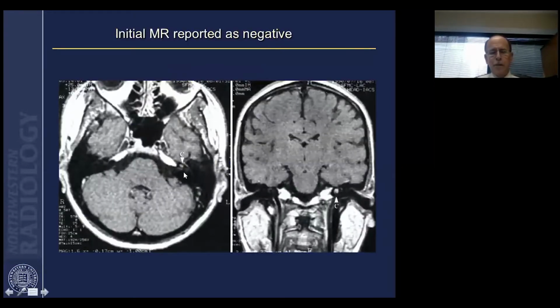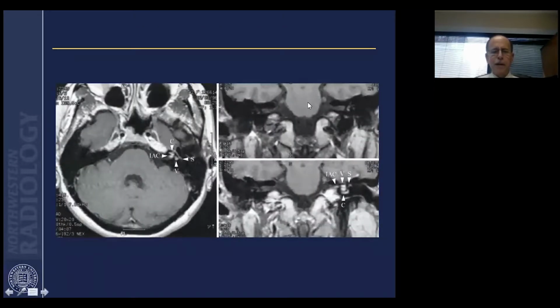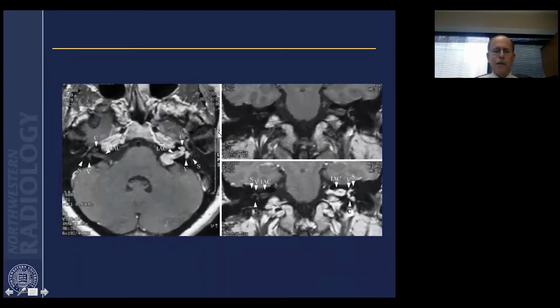And if you look carefully, there's enhancement of the cochlea on the early scans that were reported as negative, according to the article. Later on, this was also missed when the tumor had grown from the cochlea into the fundus of the internal canal and a little bit into the vestibule. And finally, when they made the diagnosis, here's a large tumor that's grown into the CP angle cistern.